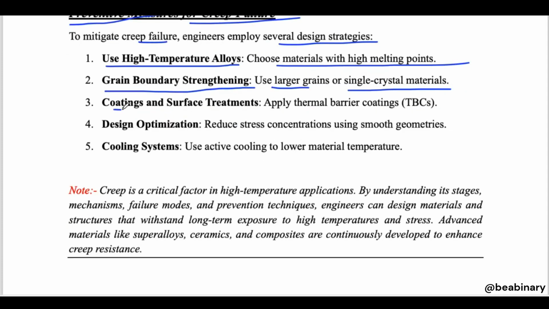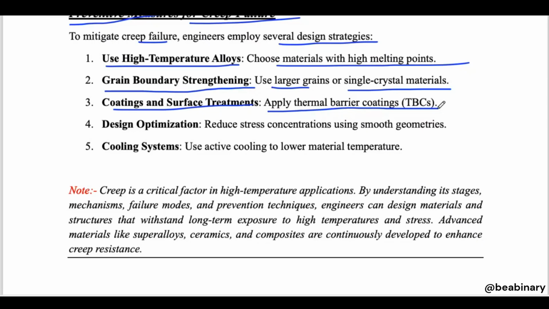Okay, so coating and surface treatment. Apply a thermal barrier coating, TBC. So what do we do? We have options. If we have a material that cannot resist high temperature, then we can coat the parent material with a coating material that has high temperature resistance. The core or parent material does not basically have the capacity to resist high temperature.